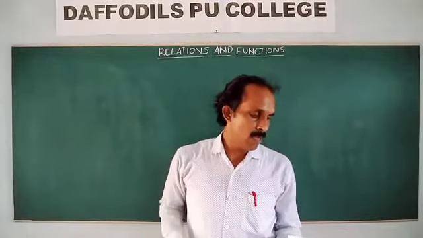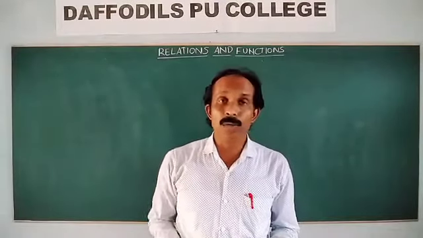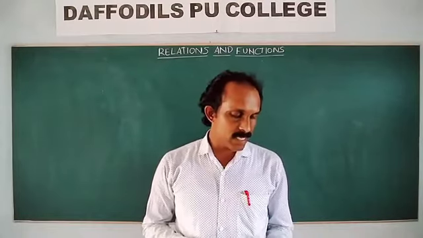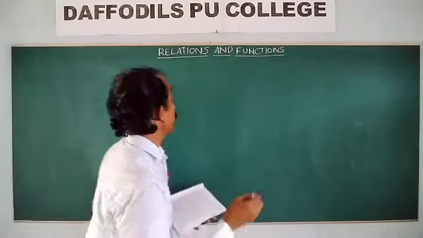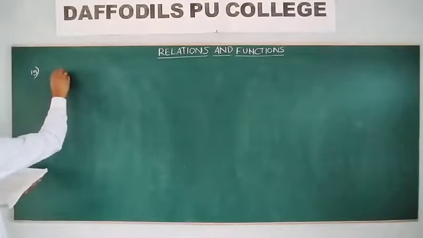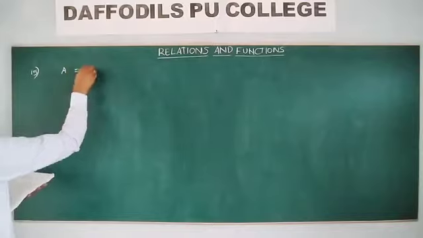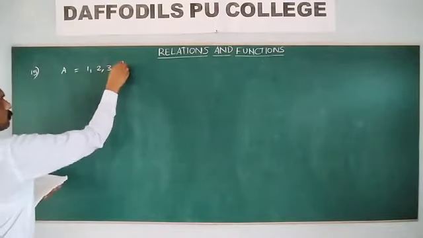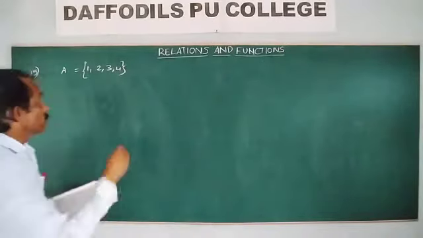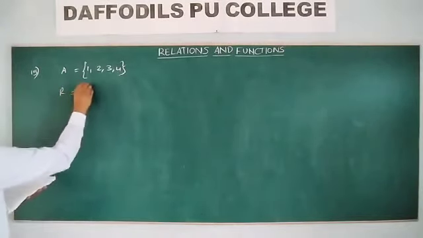These are the multiple choice questions. Let R be the relation in the set {1, 2, 3, 4}. 15th question. Let it be set A, {1, 2, 3, 4}. One relation is given. What is the relation?